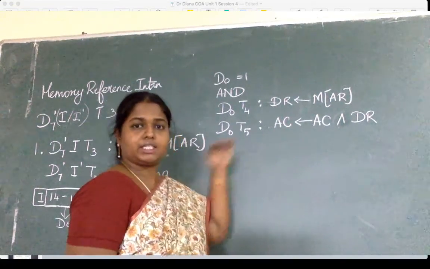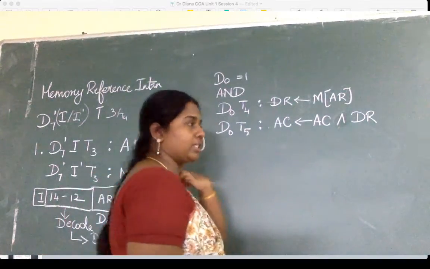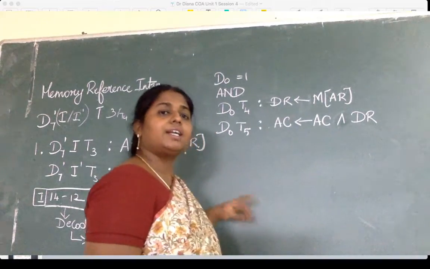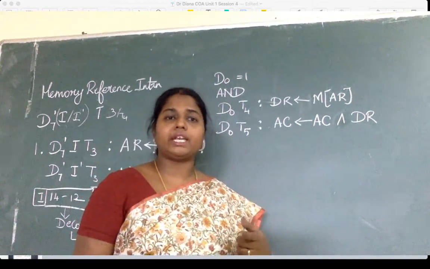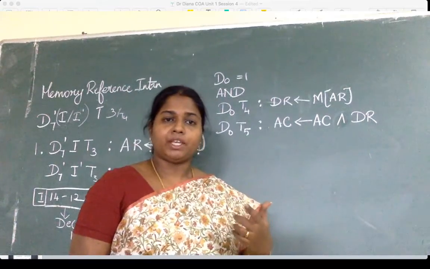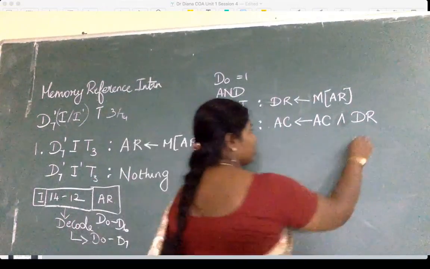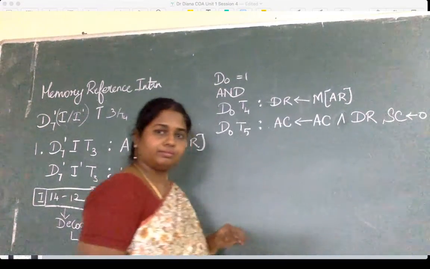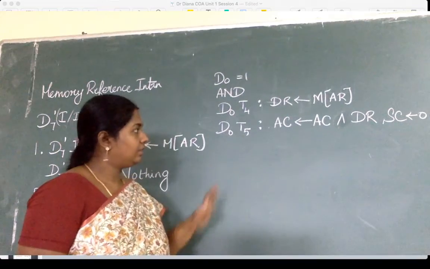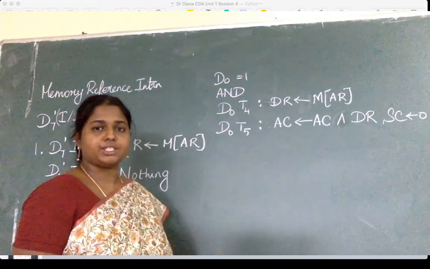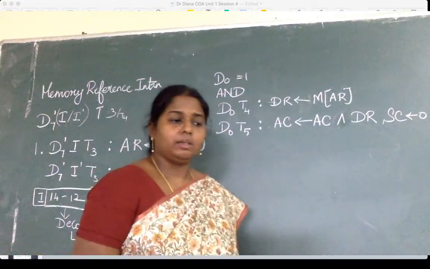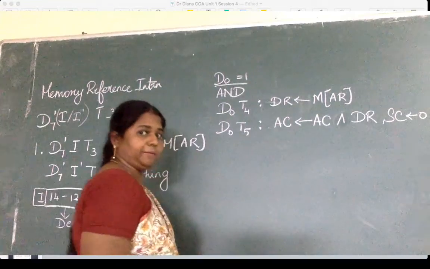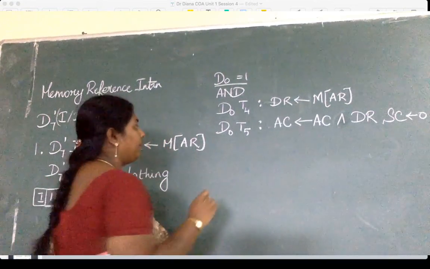Once I complete this, the instruction execution is complete. Once the instruction execution is complete, I should clear the sequence counter to 0 to indicate that the computer can start with the execution of the next instruction. So I am going to set my sequence counter to 0. Now these are the 2 operations to be performed. This is when D0 is 1. This is the first instruction under the memory reference category.